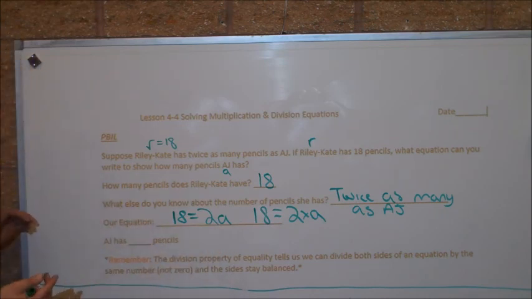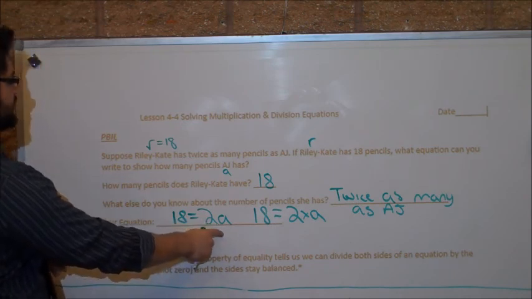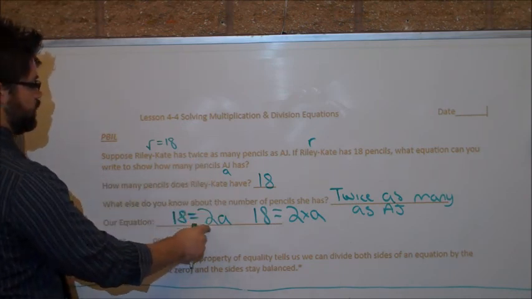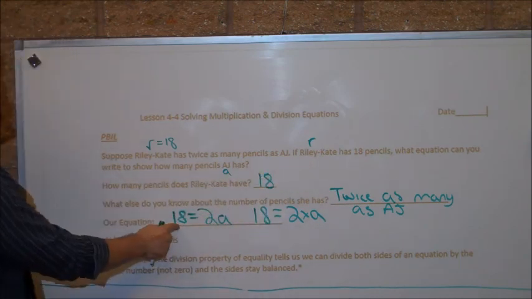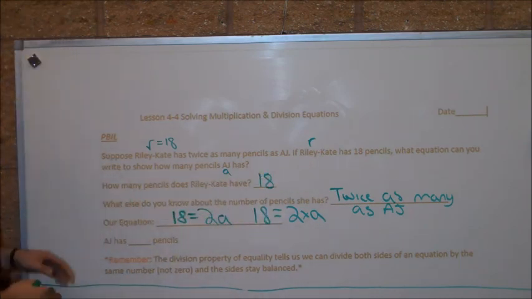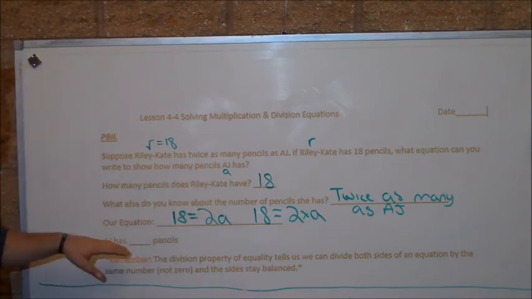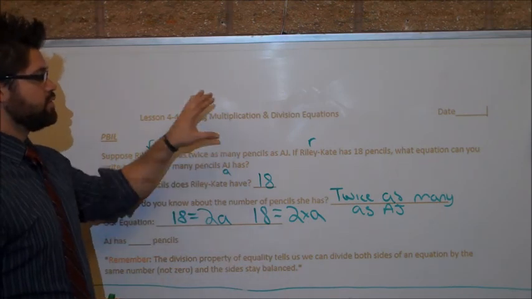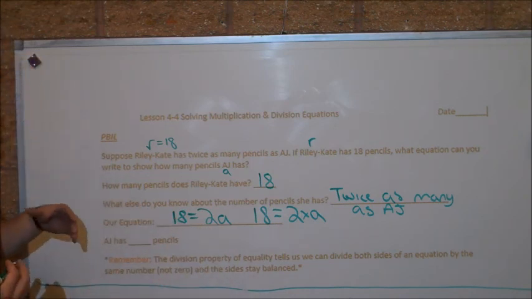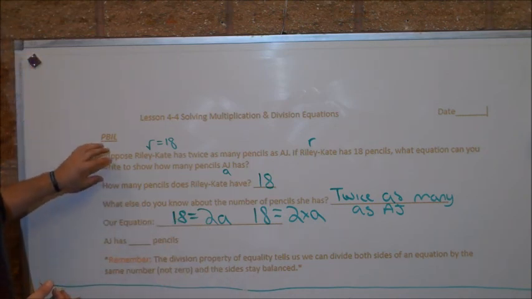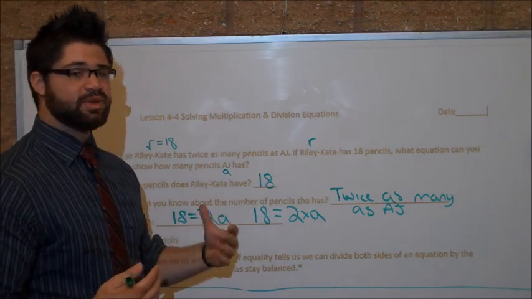So now we have our equation. 18 equals 2 times A. Suppose Riley Kate has twice as many pencils as AJ. If Riley Kate has 18 pencils, what equation can you write to show how many pencils AJ has? So this is our equation. We took all of the information and wrote it. And now what we're going to work on is solving it. This one doesn't ask us to solve it, but we're going to go ahead and do it anyways, just so you can get some practice and see what we do.